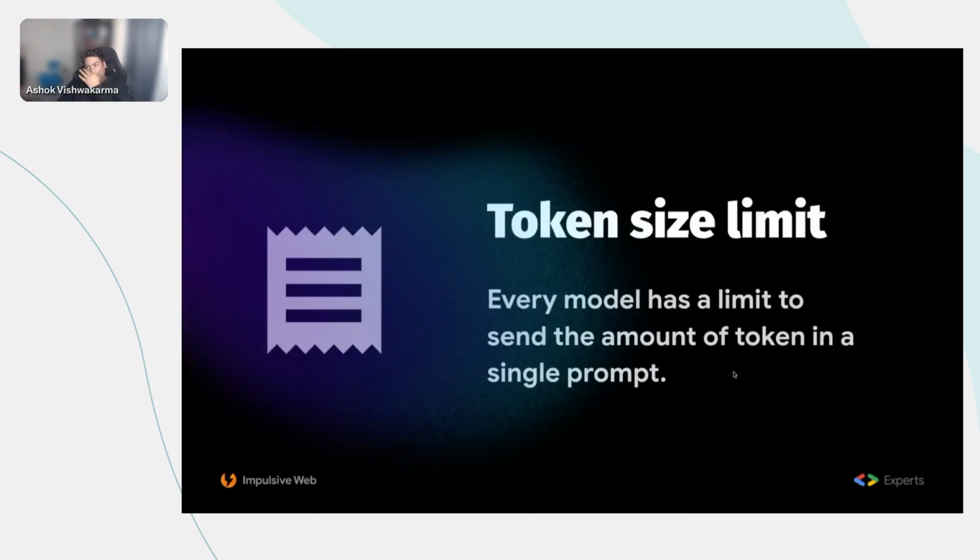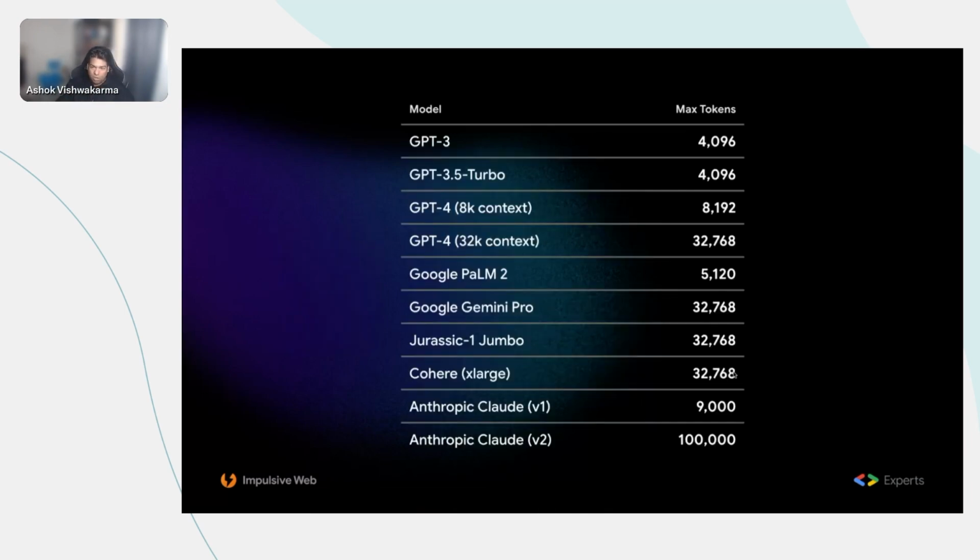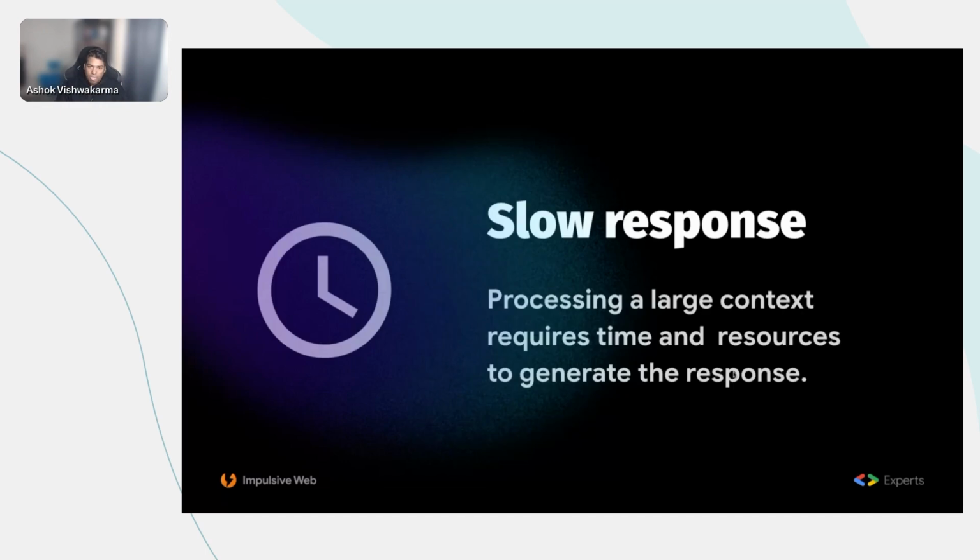But there are also certain challenges in this particular ecosystem. The first one is the token size limit, right? So here is a list of models which are very popular, and these are the number of tokens you can send in a single prompt. When your database grows significantly, you're not able to send everything into a single context, right? You need to have some form of extraction enabled, and because of these limitations, the direct approach of context doesn't work.